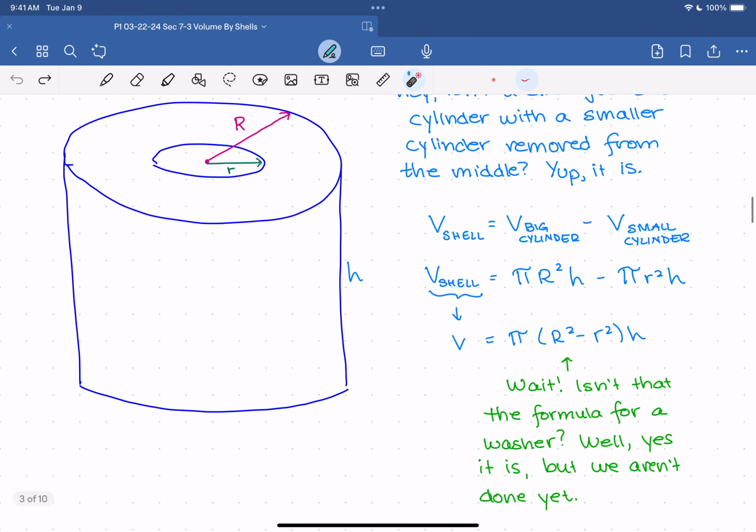But that looks like the formula for a washer that we used before. And again, you're not wrong. It is the formula for the washer. However, we're not done yet. So we're still developing the formula for a shell. But this is getting here as part of the step.